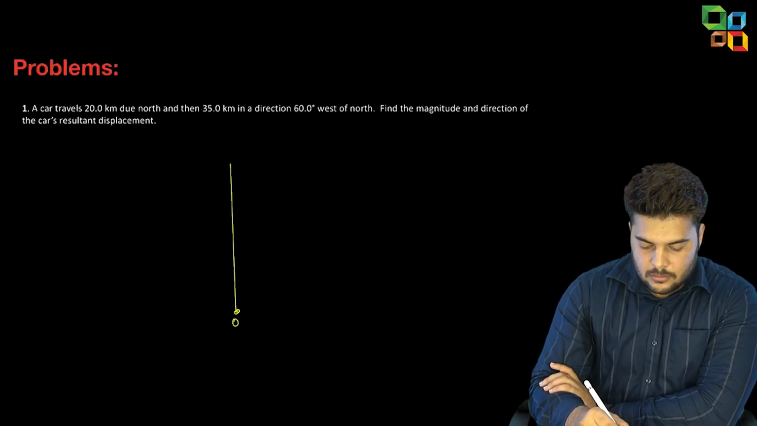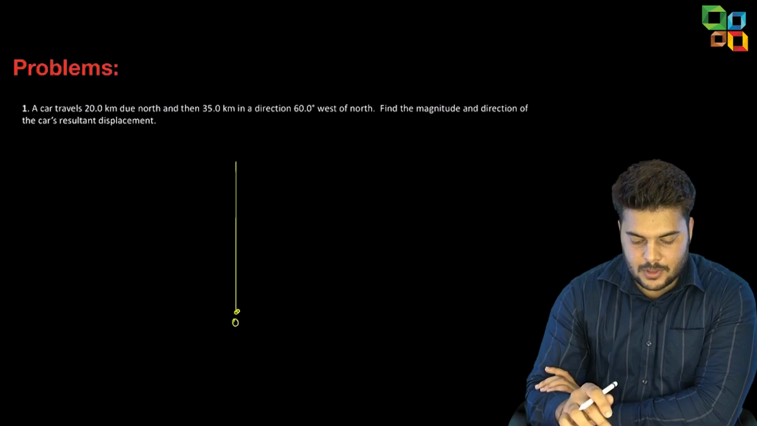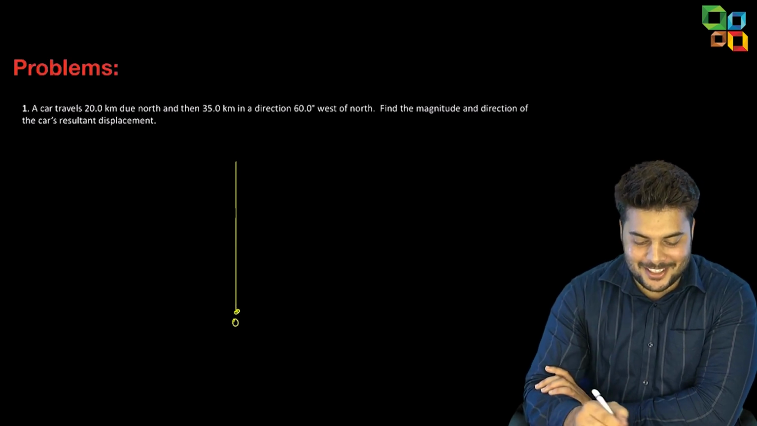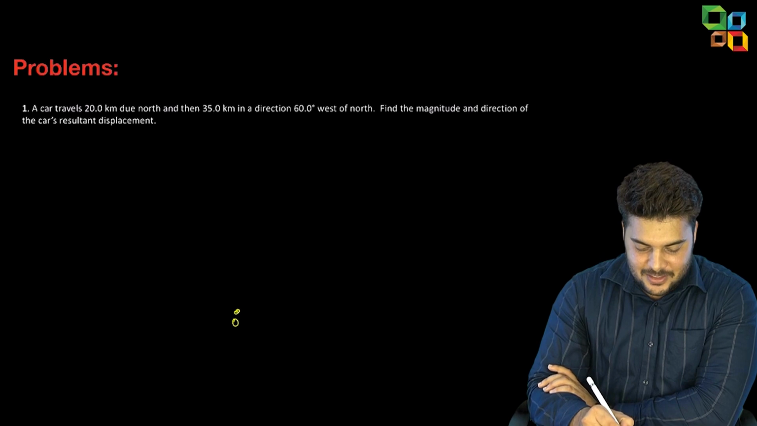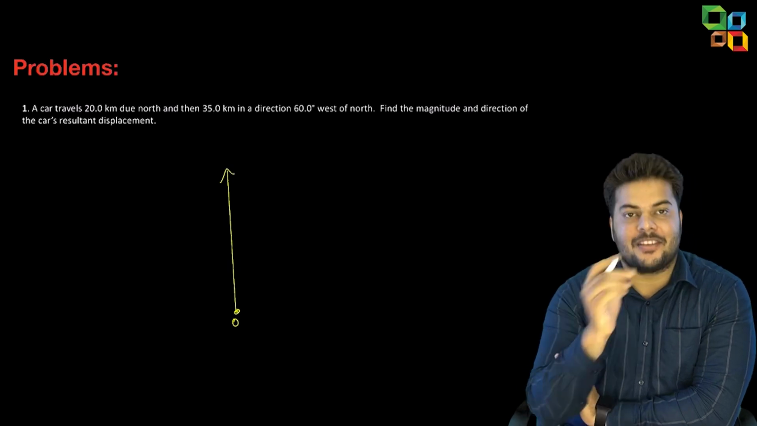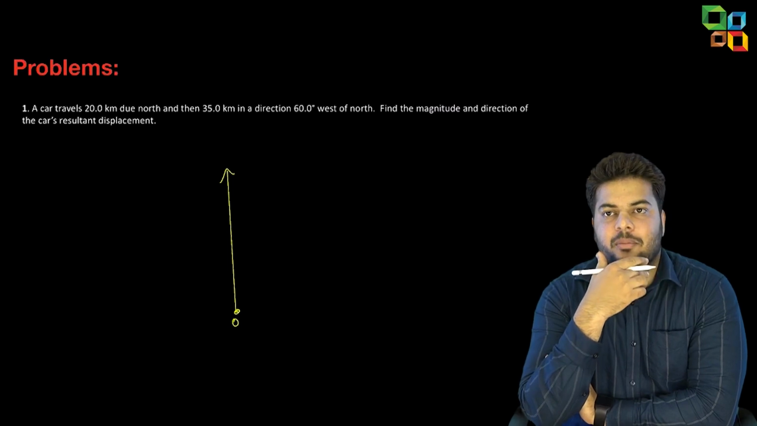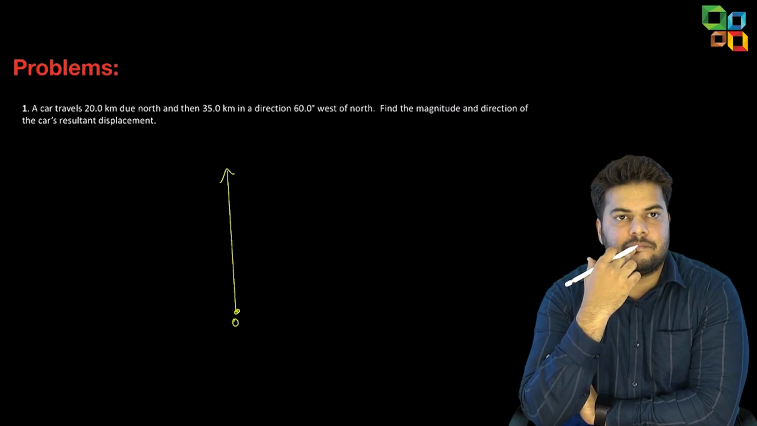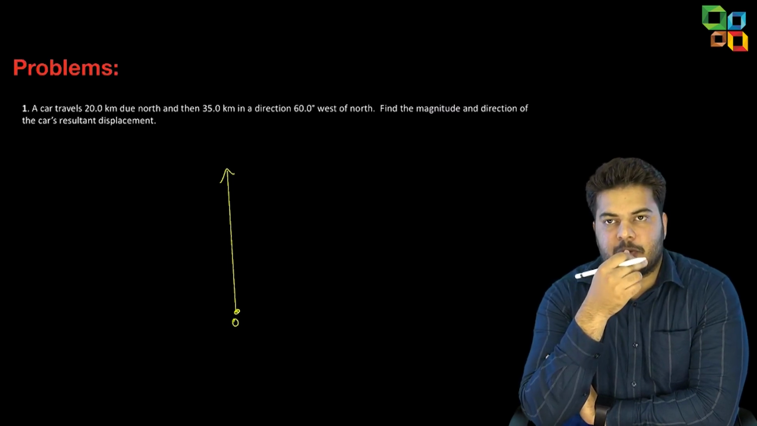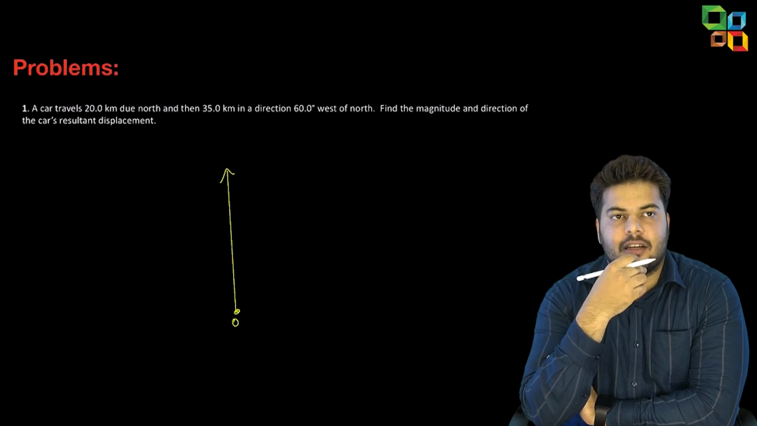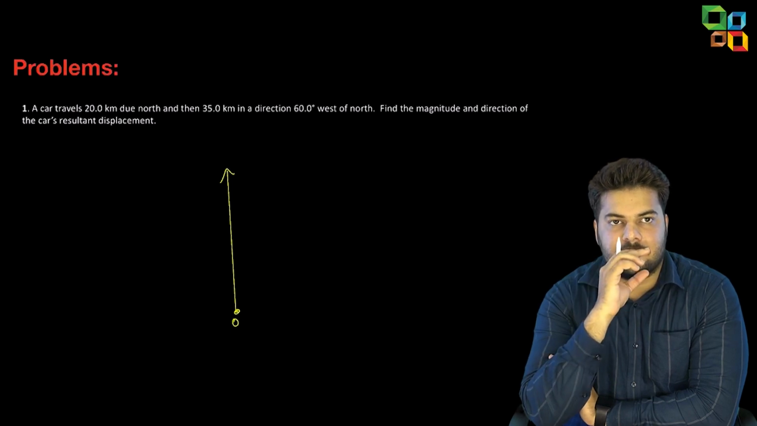O stands for origin. Yeah, it stands for origin. I guessed, sir. Yeah, it is origin actually. Origin meaning the starting point. That's why origin is called origin, because it's the starting point, origin in the coordinate system.